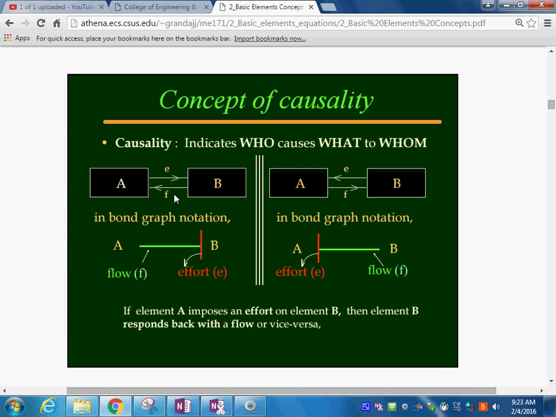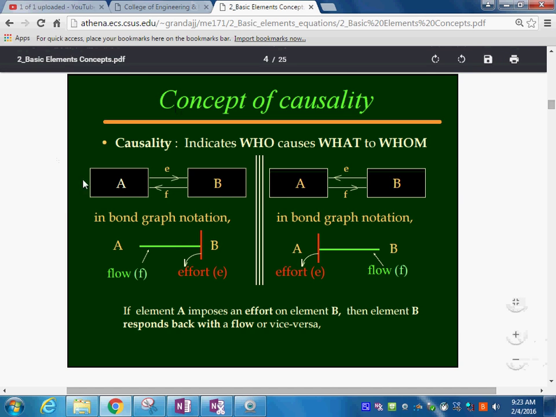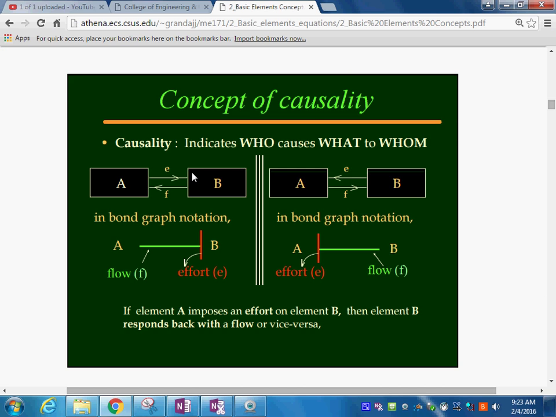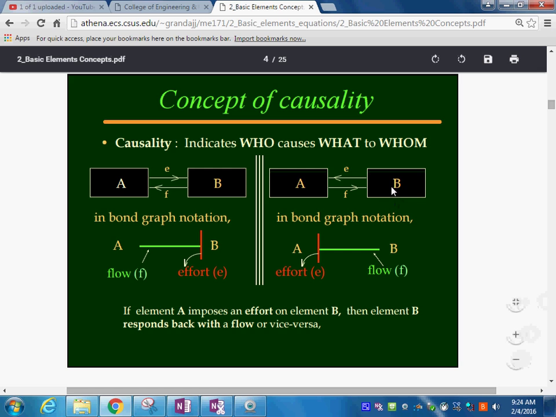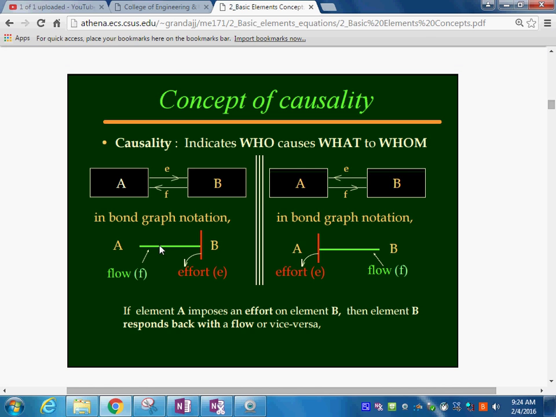The way we represent that in the symbols that we're proposing is that, at the top, you have this block diagram that is actually self-evident. A applies E to B, B responds with F. This one says B applies E to A, and A responds with F to B. We use this notation, a line and a crossbar. What does that mean?